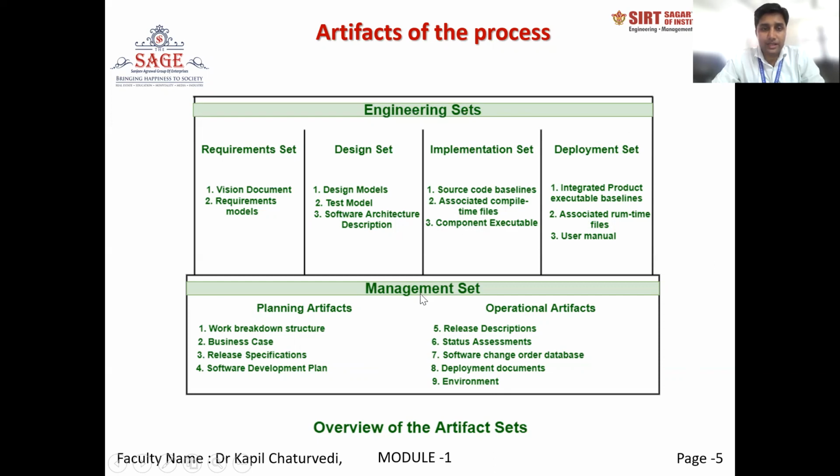And on the management side, we have two kinds: planning artifacts and operational artifacts. There we give in a very clear way some documents, the vision document, requirement models. In the requirement set and design set, we have to prepare design models, test models, and architecture descriptions, and on the implementation side, we will cover source code baselines. It means the actual code we will implement, and associated compiled files, meaning DLLs and component executables. It also includes third-party software, or commercial software, and so on.